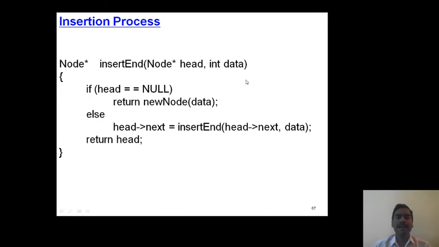Now we design recursive algorithms for some operations. Assume the insertion process. It shows a recursive procedure to implement the insertion process. Here observe the base condition: if head is equivalent to null, then simply return new node of the data part. Else, head arrow next is equivalent to a recursive call, insert at end of head arrow next, data, then return head.